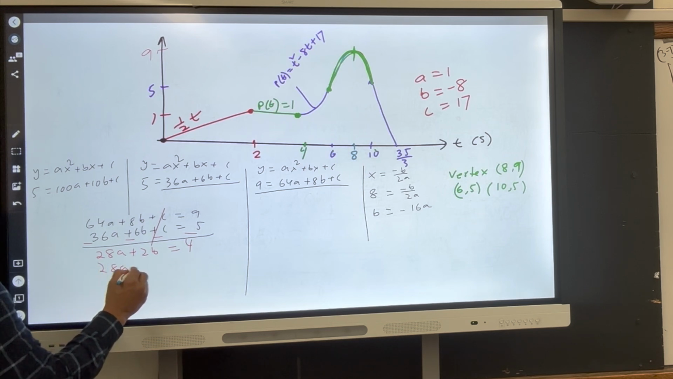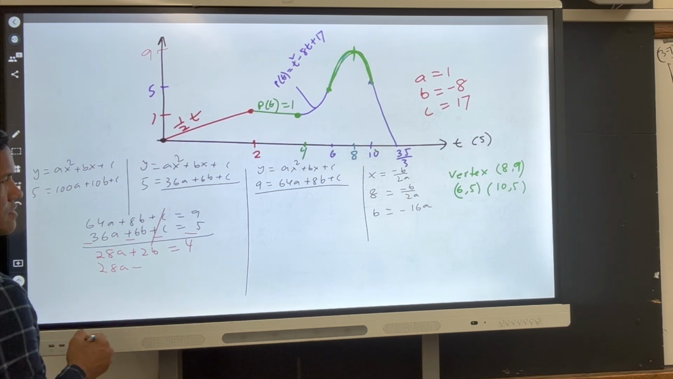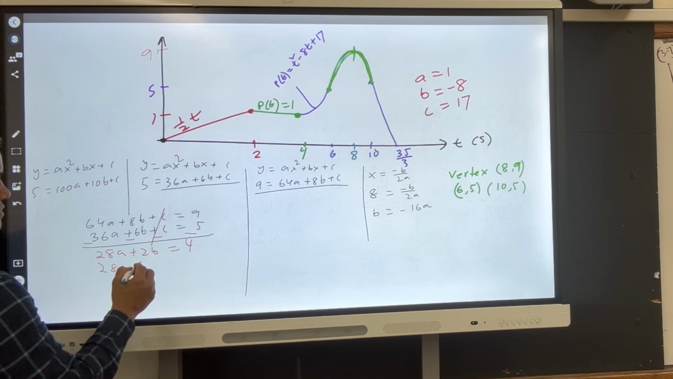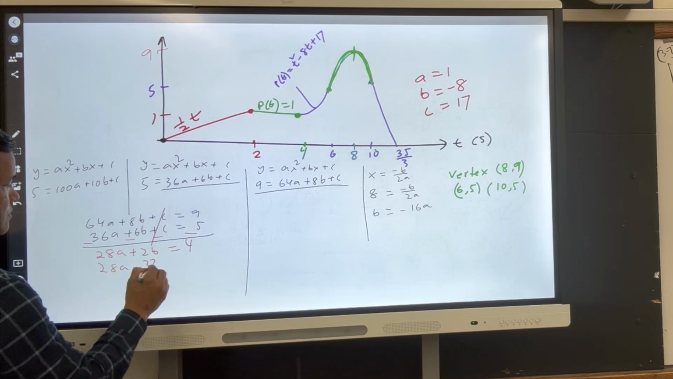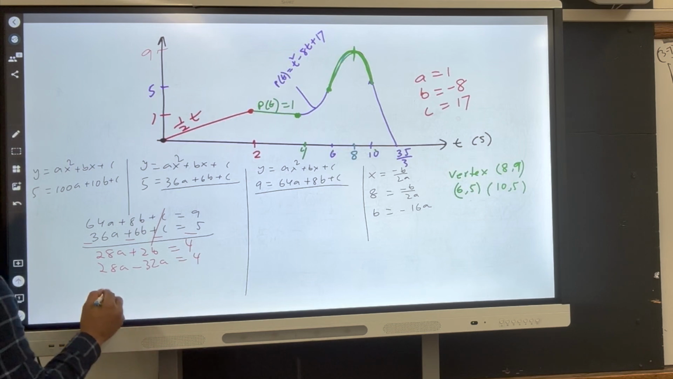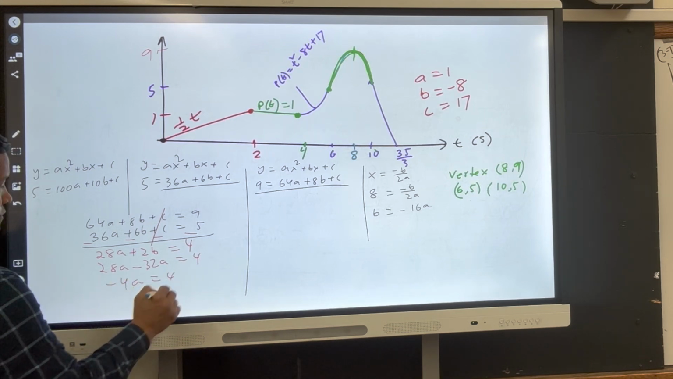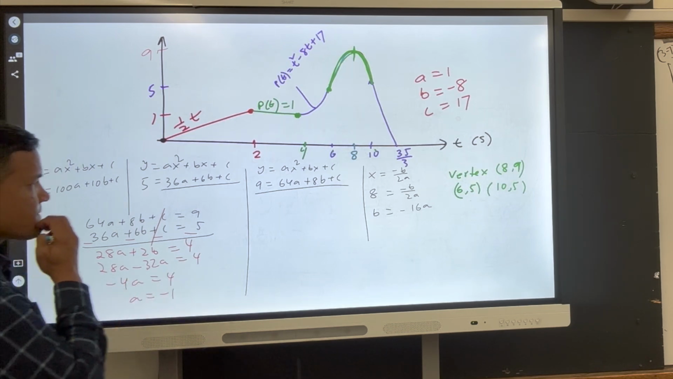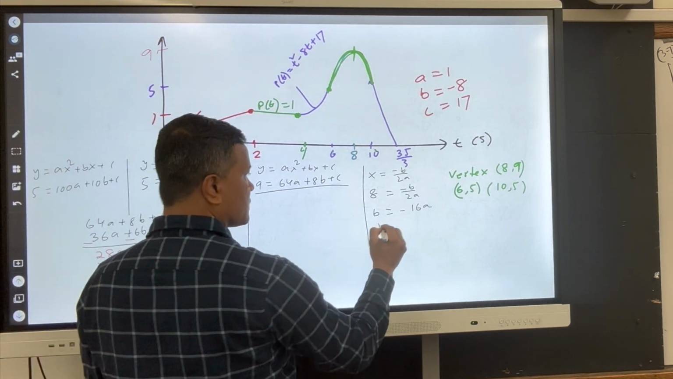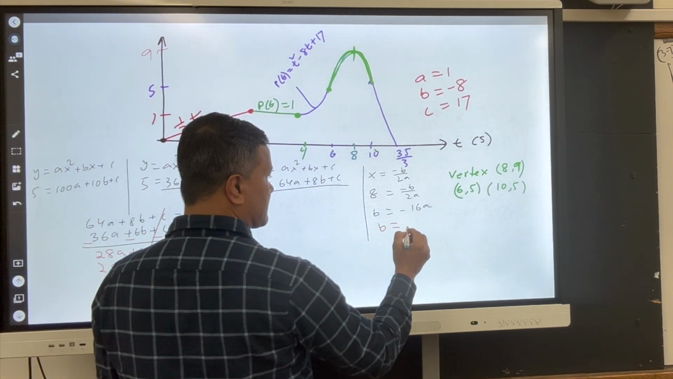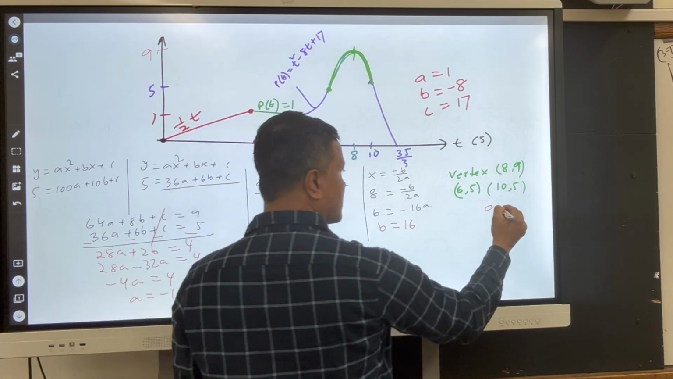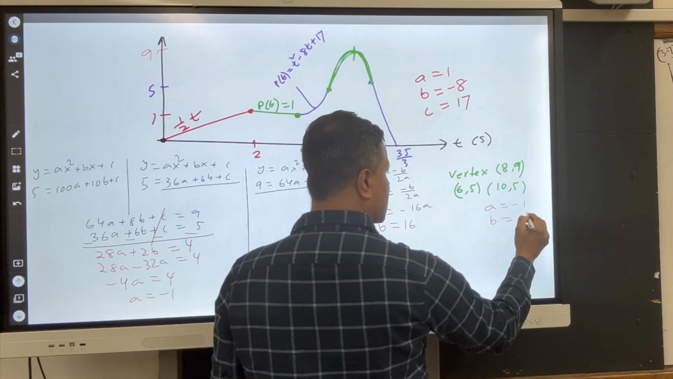28a minus b is how much? 16, so 32. So minus 4a is equal to 4. So a is equal to negative 1. Then b is equal to 16. So a is negative 1, b is 16.